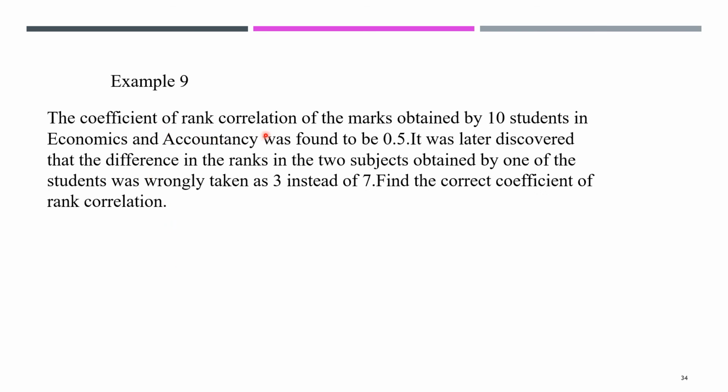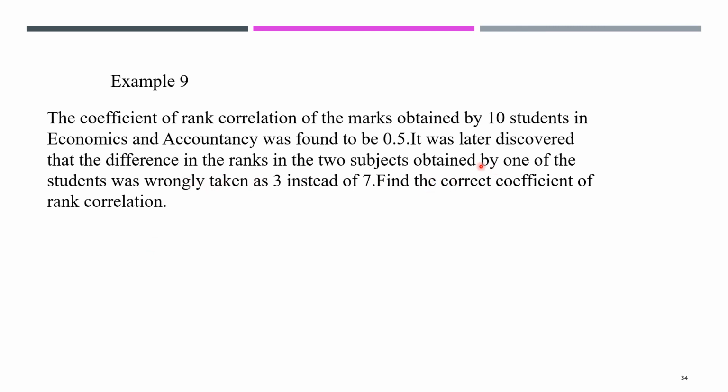The coefficient of rank correlation of the marks obtained by 10 students in economics and accountancy was found to be 0.5. It was later discovered that the difference in the ranks in the two subjects obtained by one of the students was wrongly taken as 3 instead of 7. Find the correct coefficient of rank correlation.